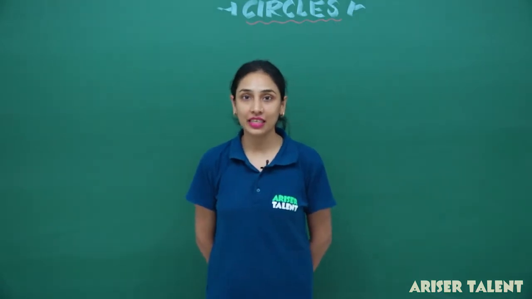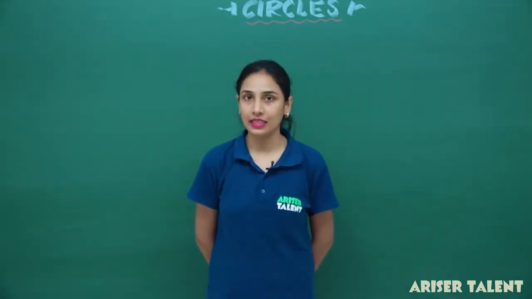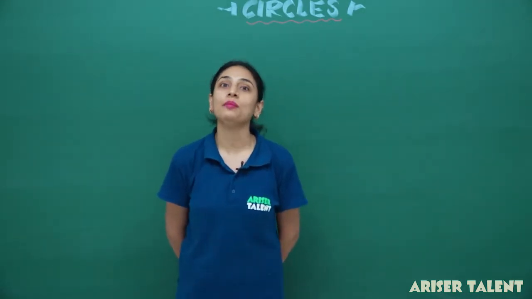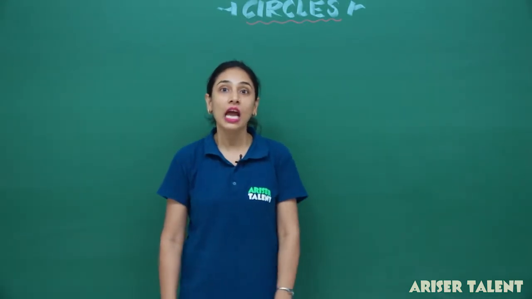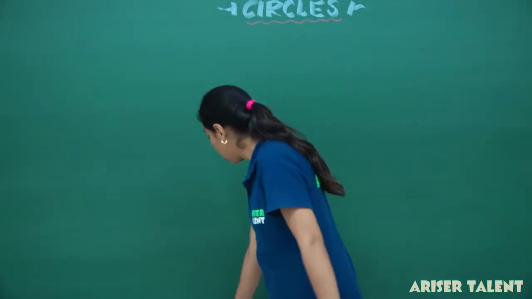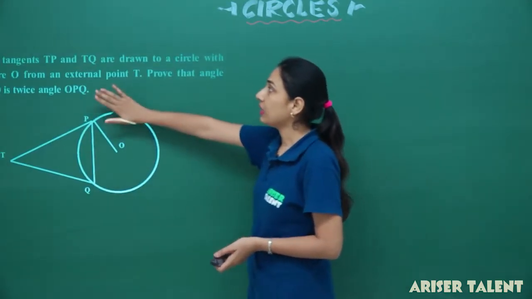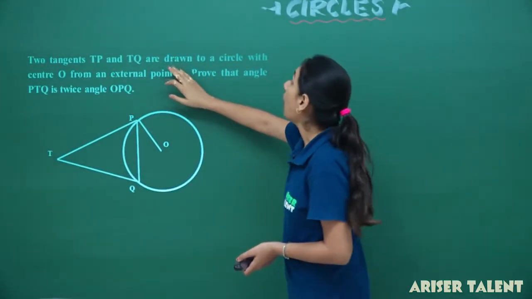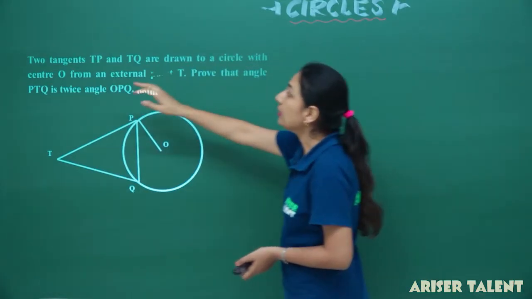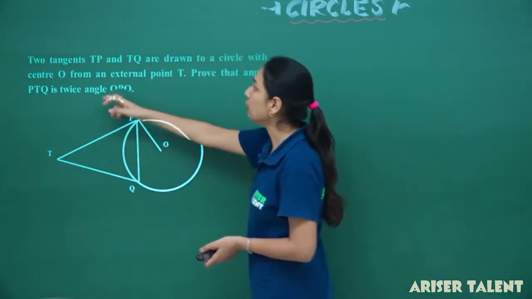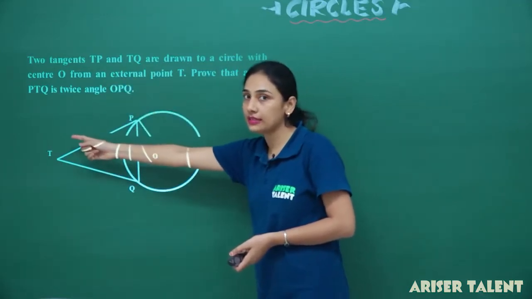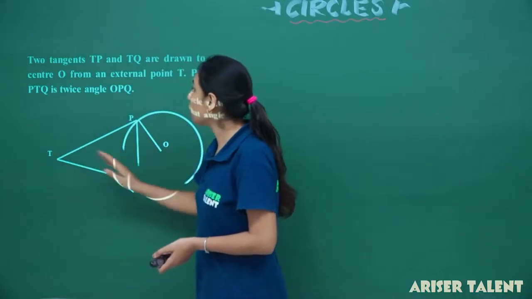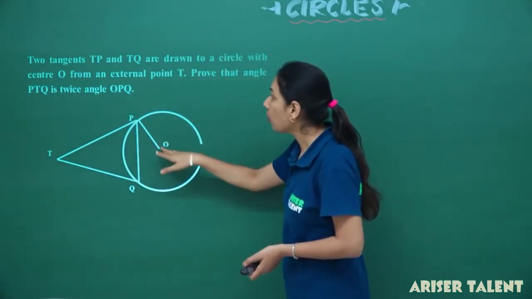We were discussing this chapter, circle, in our previous lecture, and we have gone through a few theorems. Now we have arrived at this one. Two tangents TP and TQ are drawn to a circle with center O from an external point T. This is the external point T, students. Prove that angle PTQ is twice the angle OPQ.